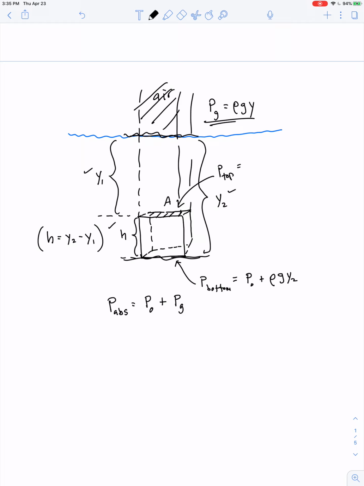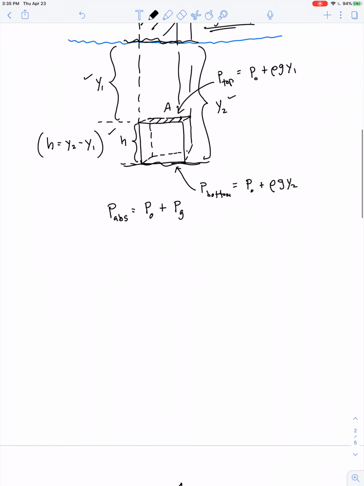And the pressure at the top, in the same way, is atmospheric pressure plus rho times g times y1. So that means there's a couple of forces. There's a force pushing down from the top, and there's a force pushing up from the bottom. These forces aren't equal. Force is pressure multiplied by area.